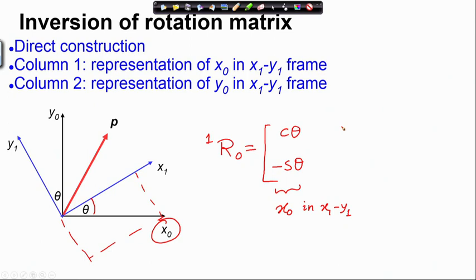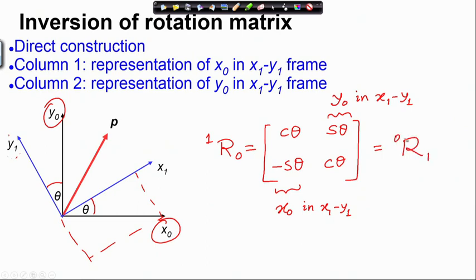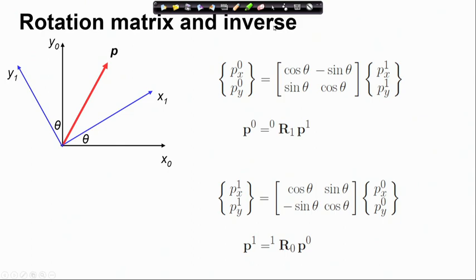The second column is the representation of y 0 in x 1 y 1. Now, this being theta, I must have sine theta and cosine theta. This is y 0 in x 1 y 1. So, that constructs the rotation matrix R from 0 to 1, and that you can check is the transpose of the matrix R from 1 to 0. So, here I have written out the direct and the inverse rotation matrices from frame 0 to 1 and 1 to 0.